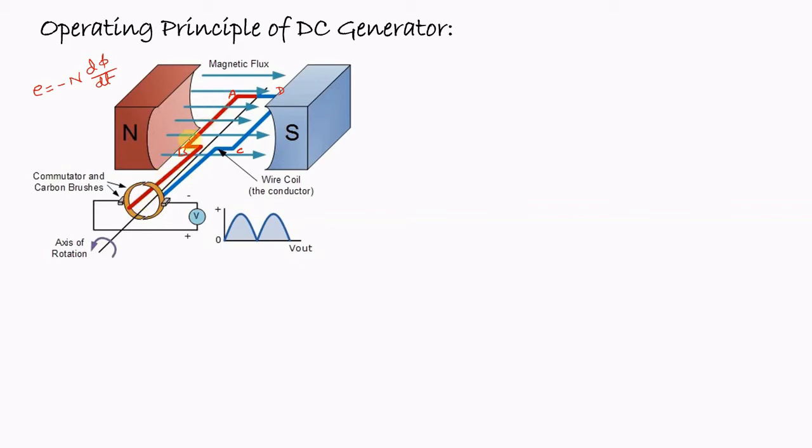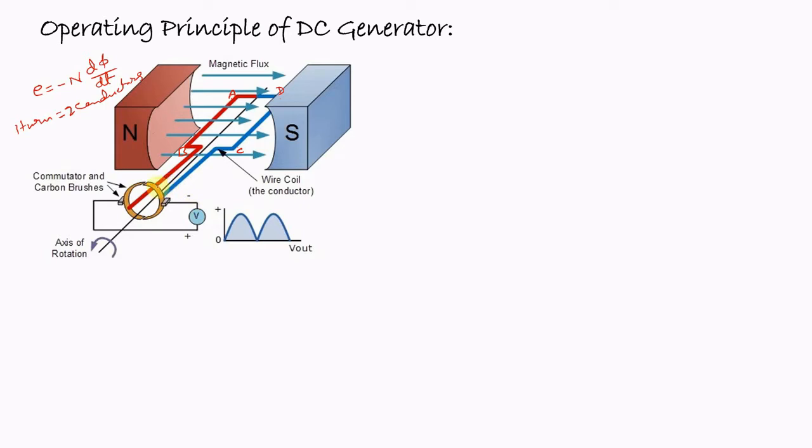As here we have used only one turn, one turn means two conductors, because the EMF will be induced in the AB side as well as the CD side. So it is considered as two conductors. For one turn there will be two conductors, and it will produce an EMF which is alternating in nature.